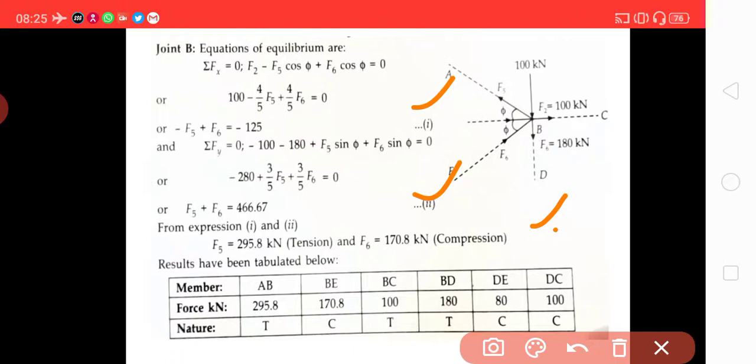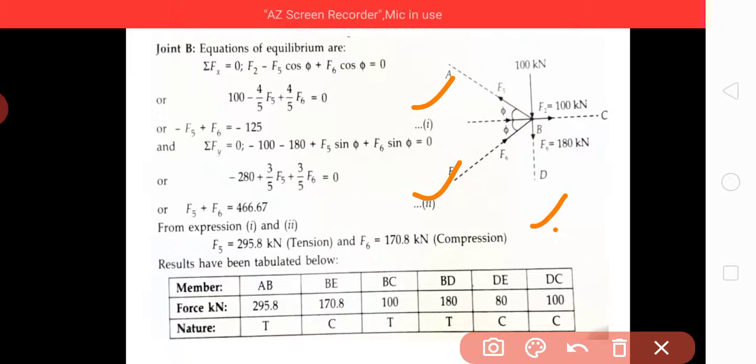Now, results can be tabulated as below: member AB 295.8, that is tensile in nature; BE 170.8, compressive in nature; BC 100, tensile in nature; BD 180, tensile in nature; DE 80, that is compressive in nature; and DC 100 kN, that is again compressive.